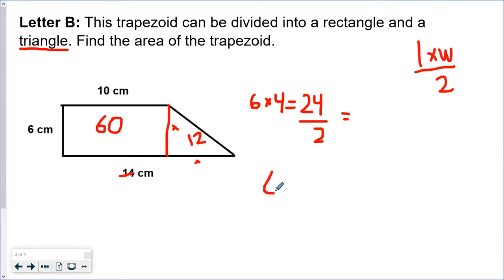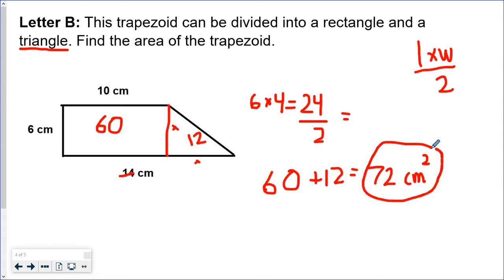And now for my last step, I'm going to take my 60, and I'm going to add 12 to that. So I take 60 plus 12, and my final answer should be 72, and I'm going to label it as centimeters squared because it's area. 72 centimeters squared is my answer.